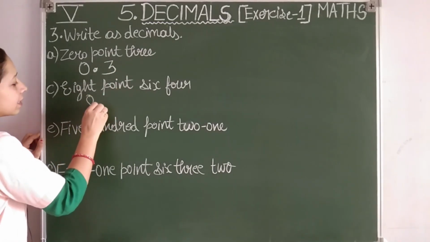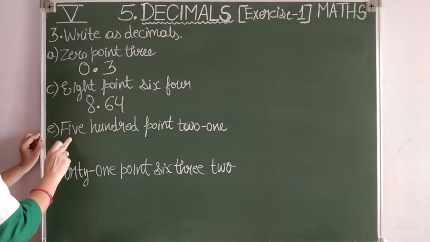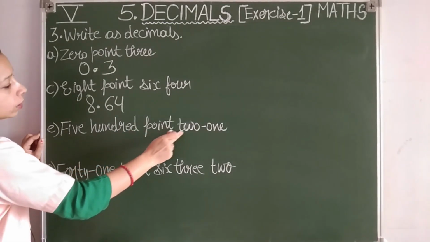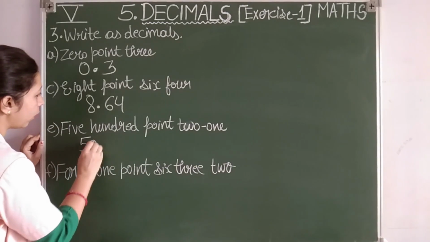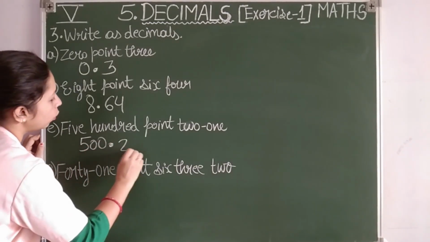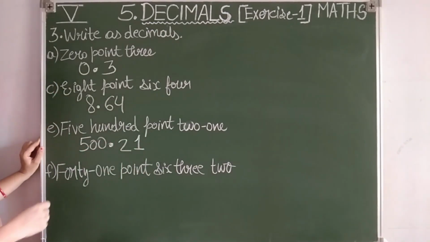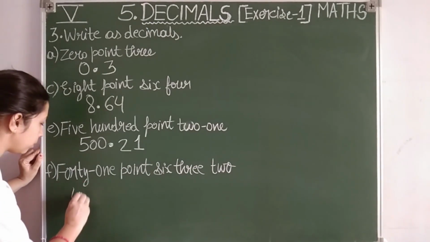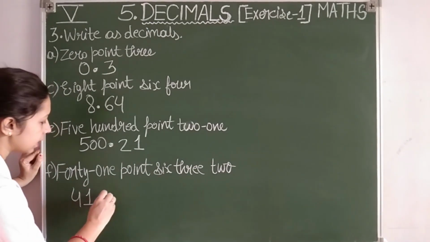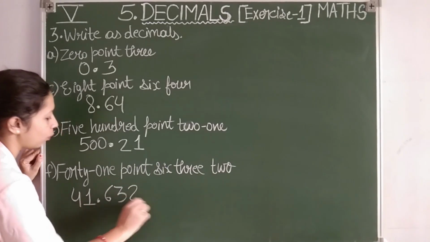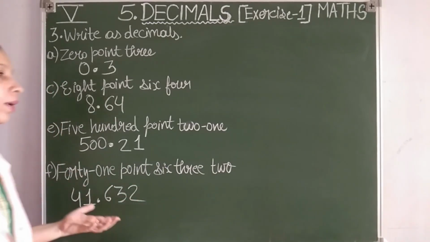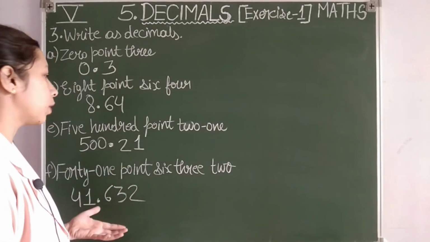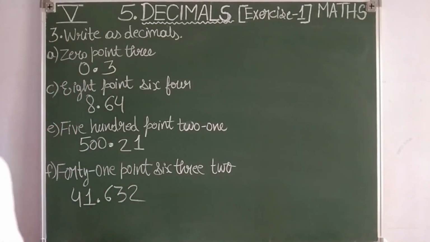Then 8.64. So I'll write it as 8.64. 500.21. So 500.21. Clear? Then 41.632 and solved. Again, point number B, D, your homework. You are going to do it as your work. You are going to do it as homework. Note it down.